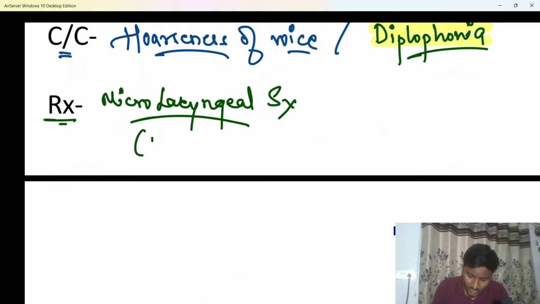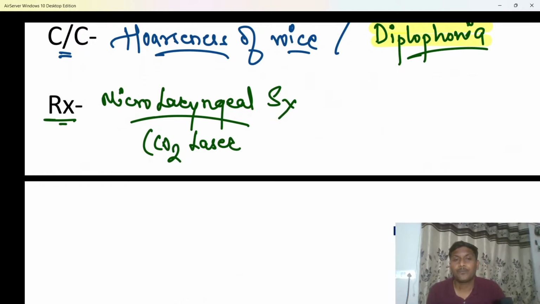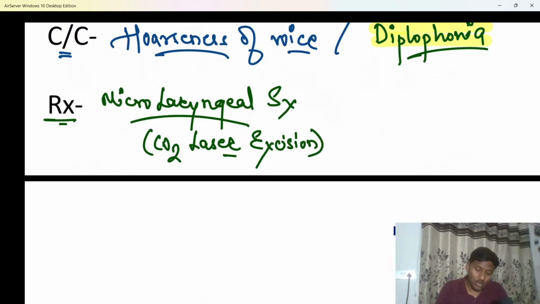And in that microlaryngeal surgery, what are we going to do? We are going to use a CO2 laser, and we are going to do incision or excision. Incision मतलब कट करना, ओके, एक कट मारना. एक्सीजन मतलब रिमूव करना. तो हमें क्या करना है? रिमूवल करना है. So definitely it has to be CO2 laser excision beta. So either option will be microlaryngeal surgery and they will write it as CO2 laser excision. No issues, ठीक है.